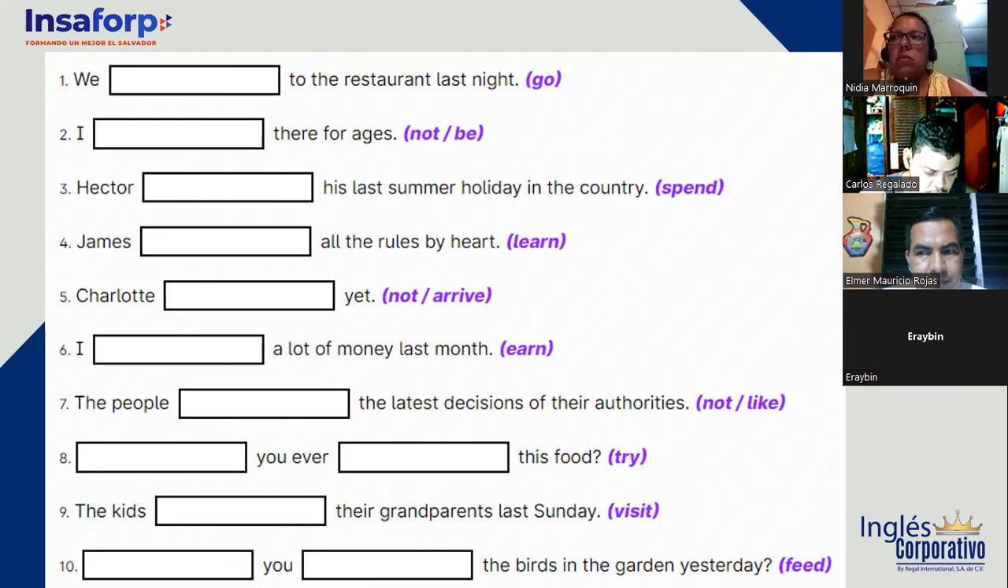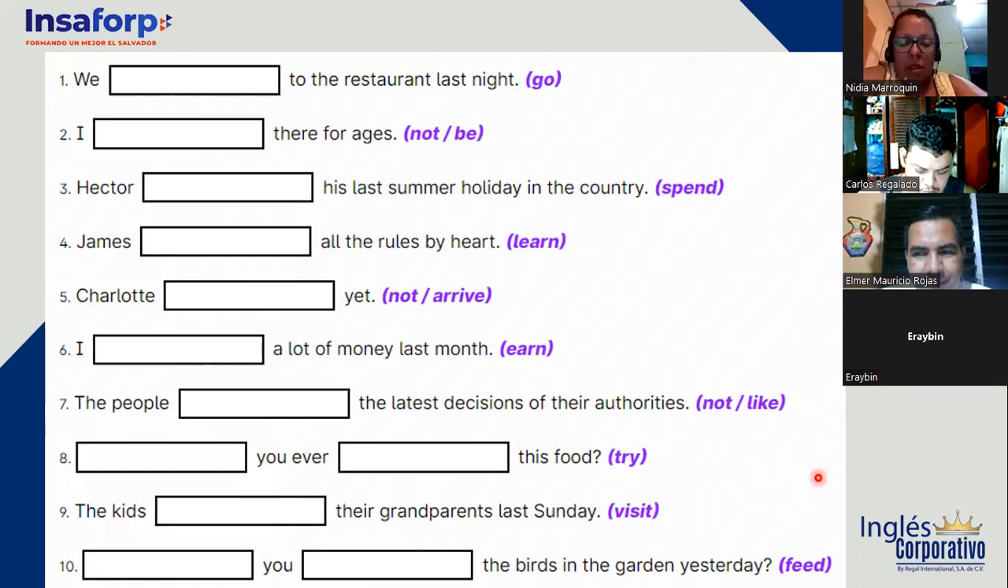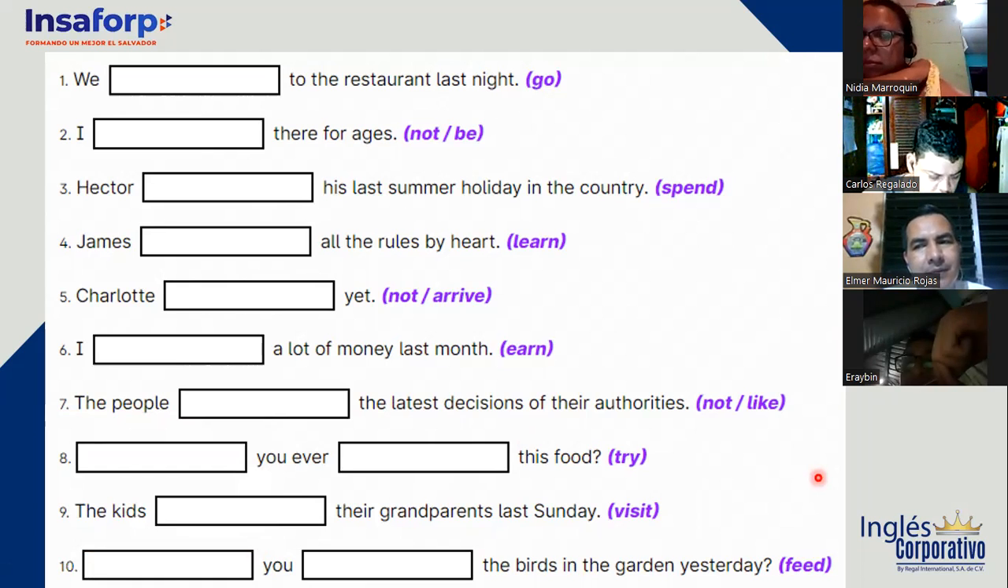Do you guys have any idea if we're going to use simple past or present perfect? It's present perfect. Why, Katia? Why do you think so? Try to do it in Spanglish then. I haven't been there for ages, because for age, por años. All right. Thank you very much, Katia. Does anyone else have any other opinion or a different opinion from what Katia said? Or do you all agree with what she said?